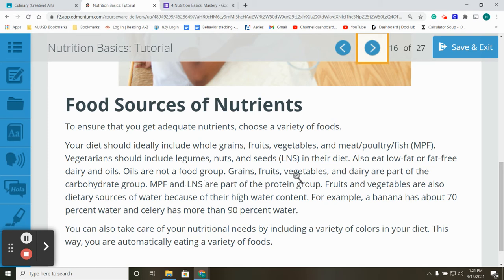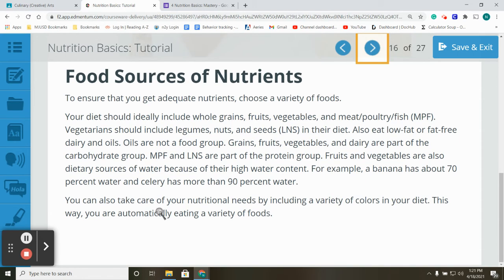Grains, fruits, vegetables, and dairy are part of the carbohydrate group. Meat, poultry, fish, and legumes, nuts, and seeds are part of the protein group. Fruits and vegetables are also dietary sources of water because of their high water content. The water is stored in the vacuoles. For example, a banana has about 70% water, and celery has more than 90% water.